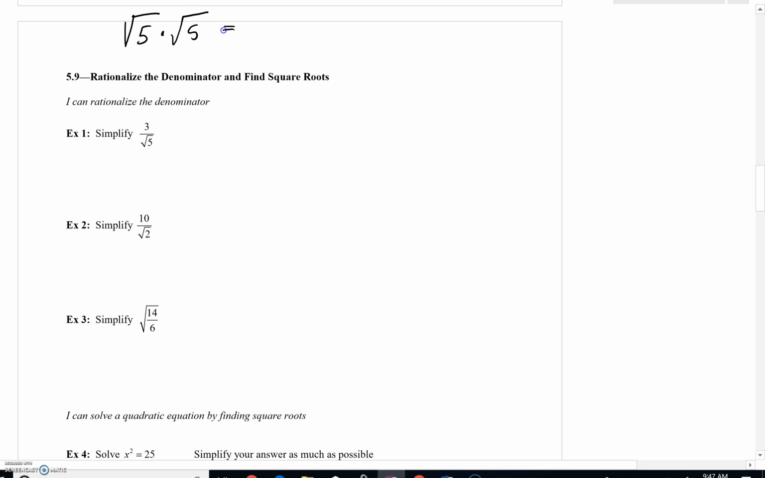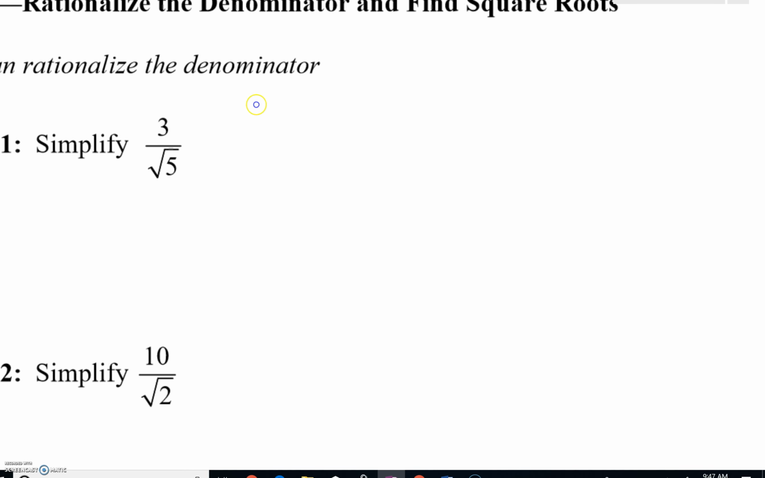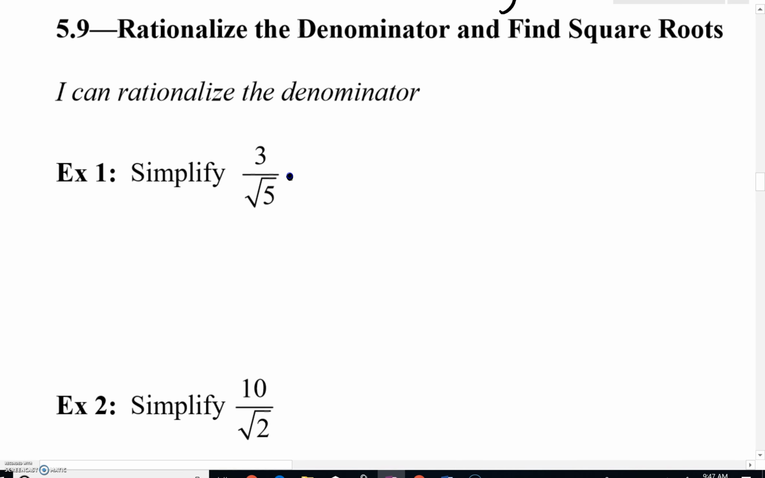So what you hopefully remember from an earlier lesson is whenever you would have two of the same numbers inside of a square root, we would always circle them, take one of them out and kill the circle. This would just be a 5. In other words, when you have two of the same radical, you'll just get the number inside of that radical. So we're going to use this idea very quickly to help us out.